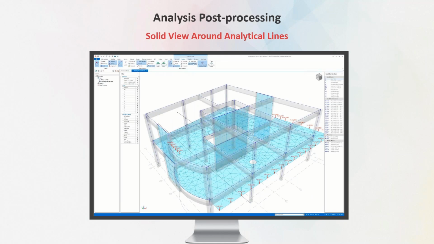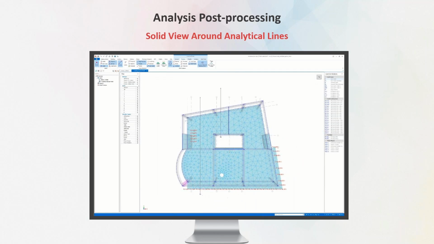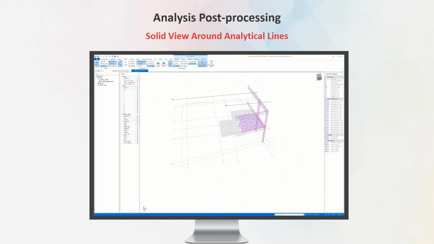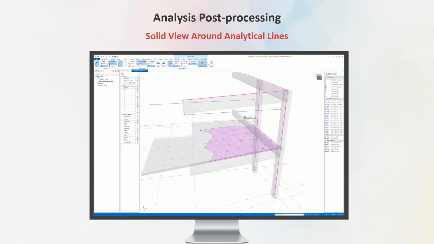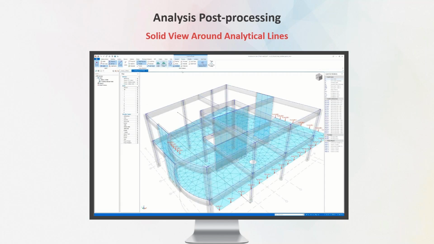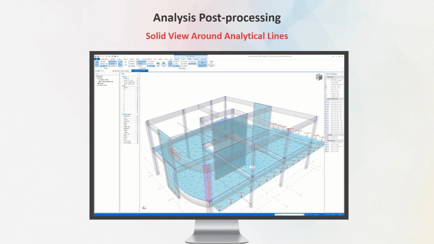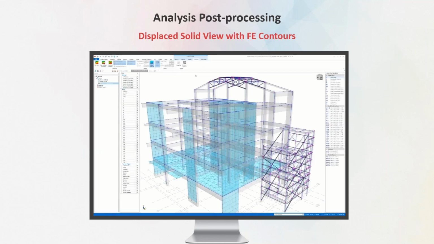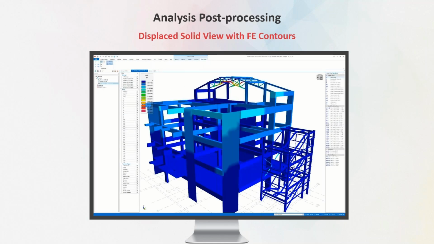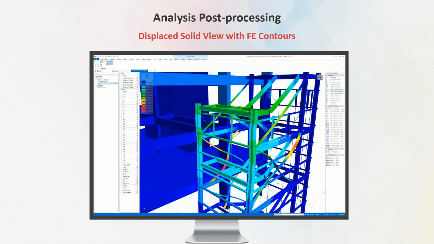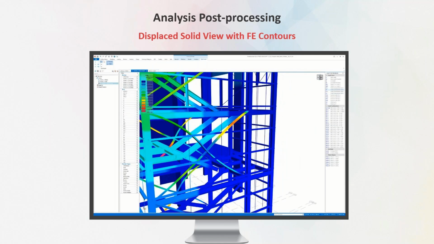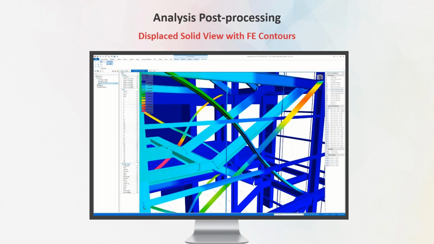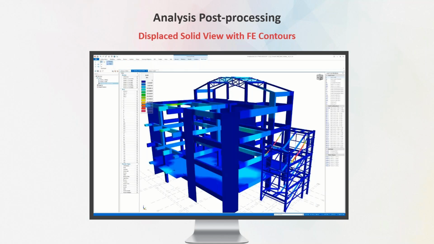We have also implemented solid member views to see the physical members as paint extrusions around the analytical lines. This will give you a better grasp of how the analytical model integrates with the physical model. And of course, that works for the part of the model as well. In addition to dressing the analytical members with physical correspondences, you can now see the solid view with displaced members and FE contours together. So they are both color-coded and reflected now.